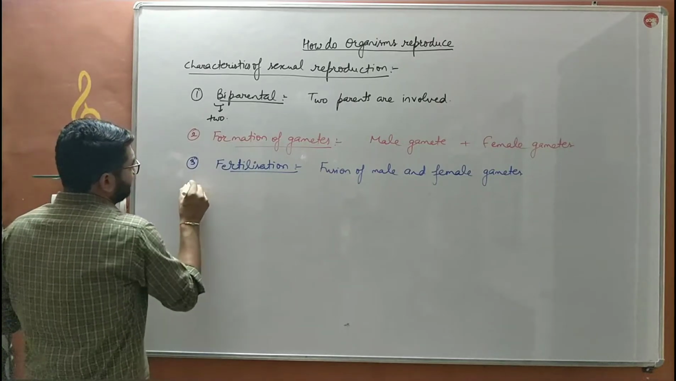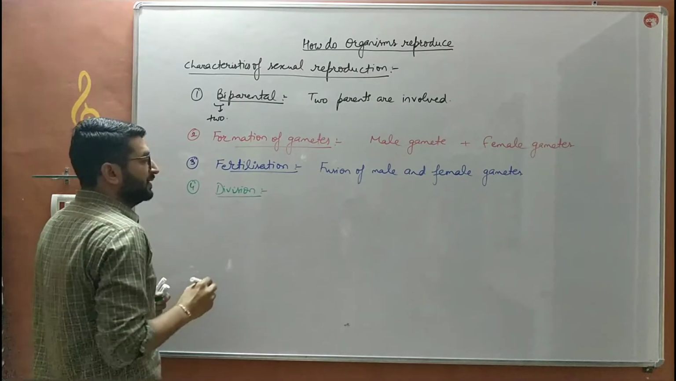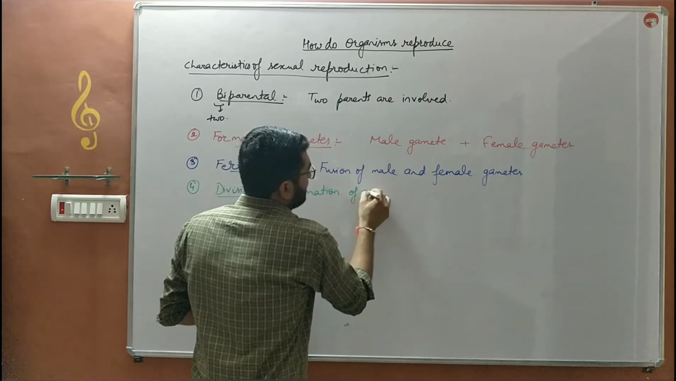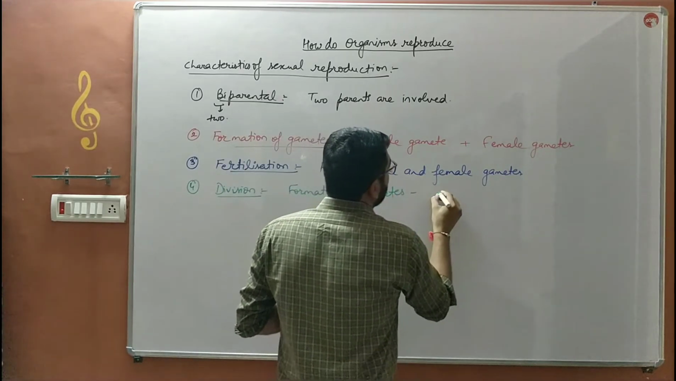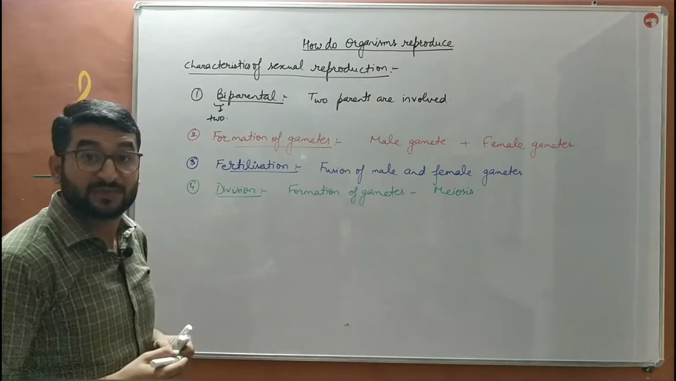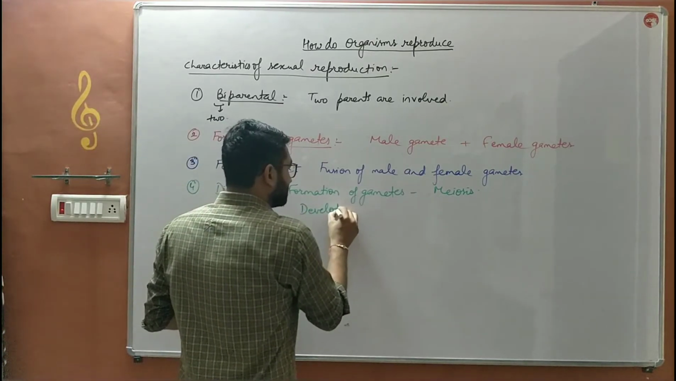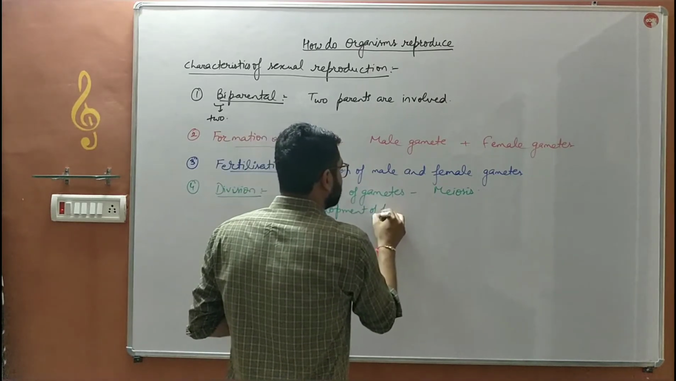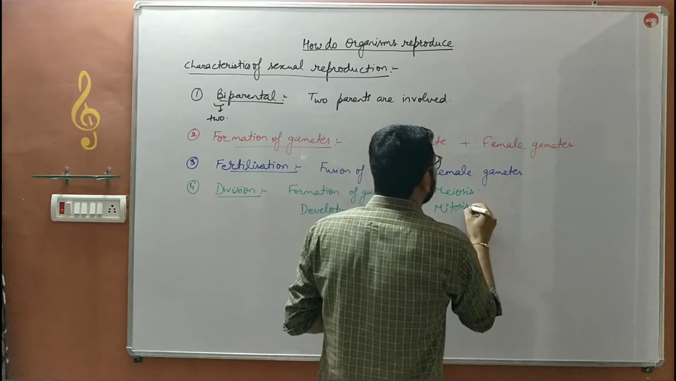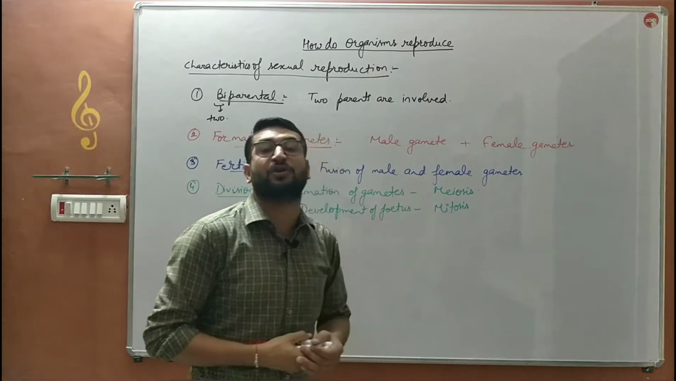The next is cell division. Formation of gametes is procured by meiosis, the reductional division, whereas development of a fetus, development of a complete organism, is achieved by mitosis. Zygote divides by mitosis. So both the cell divisions take place in sexual reproduction.